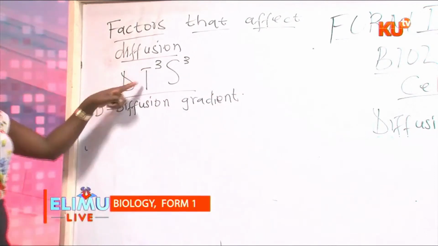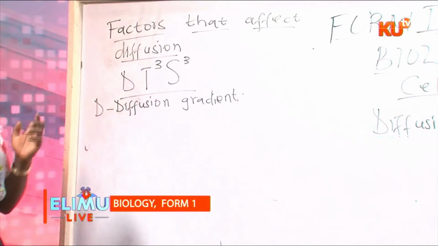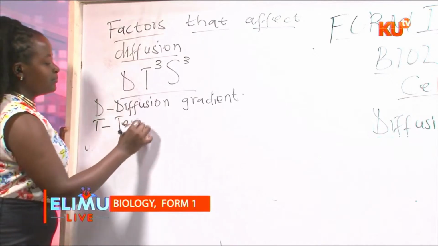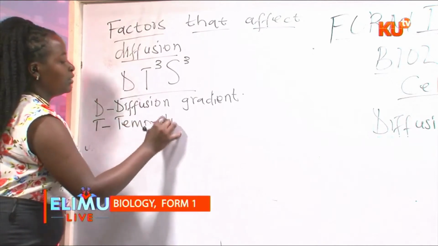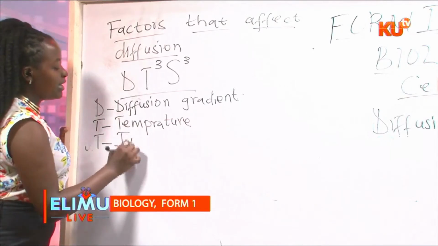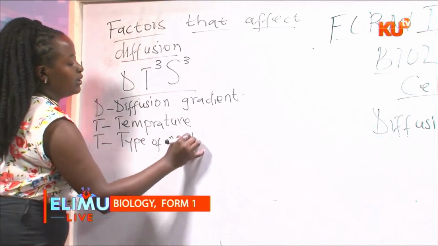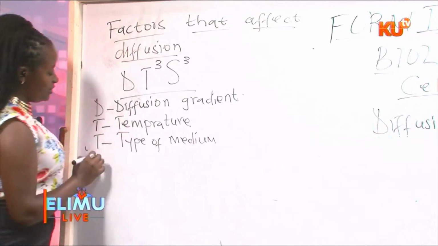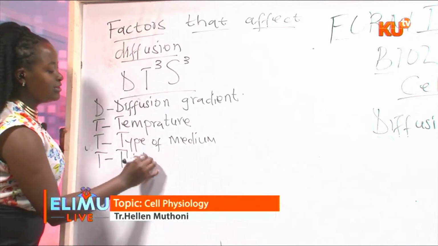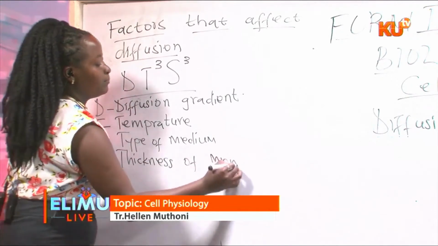Then T cubed means that T has to appear 3 times. So the first T is temperature. The second T is type of medium. The third T is thickness of membrane.